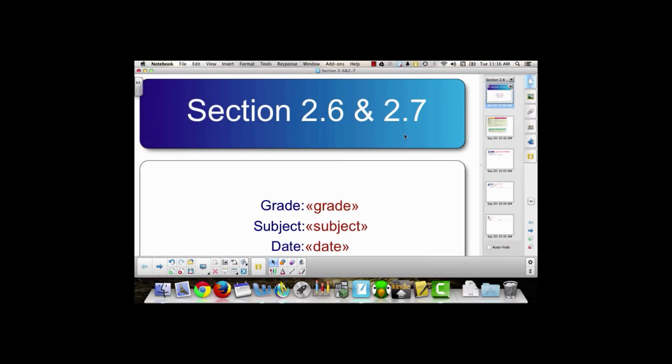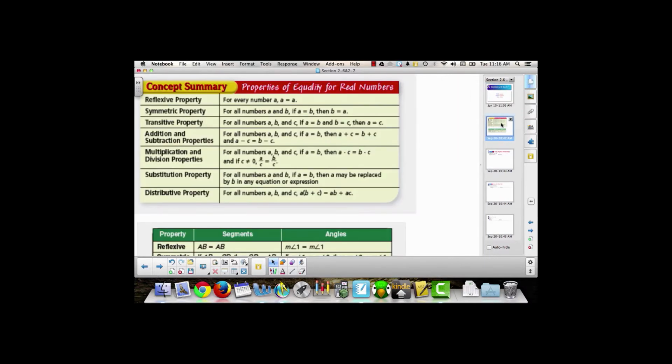Today, we will be going over sections 2.6 and 2.7 in your book. First, in 2.6, we'll be talking about different properties that you've probably already used in algebra class. I'll explain each of these properties and when you would use them as a justification for a step in a proof. First, we have the reflexive property.